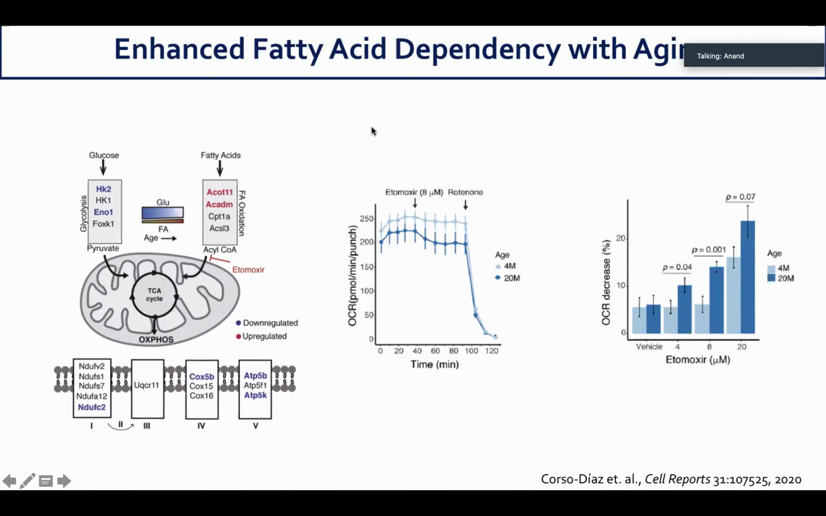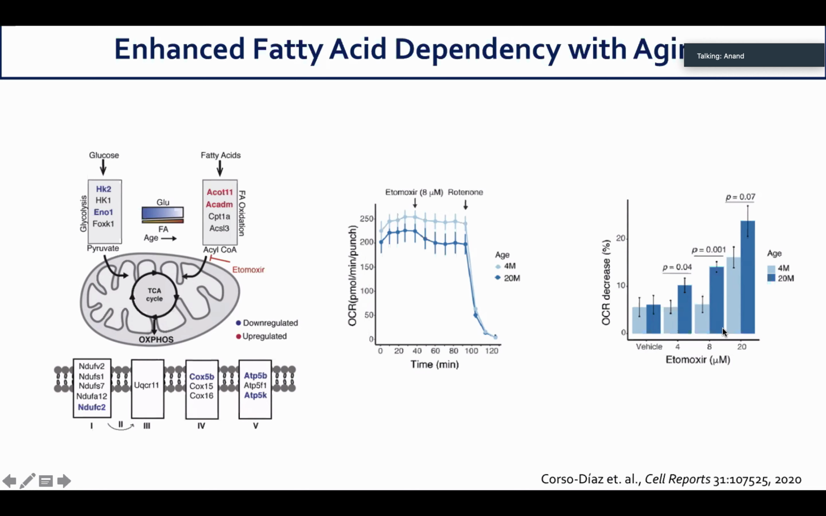So then we looked at fatty acid dependency using an inhibitor, etomoxir, which inhibits an enzyme called CPT1A, or carnitine palmitoyltransferase, which is very important for fatty acid oxidation. If you take the young retina and put in etomoxir, there's very little change. But now, with a kit that is available, if you take old retina, you add etomoxir, and now there's a much larger decrease here.